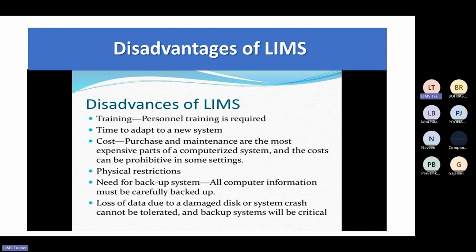Okay. Then the cost, purchase, and maintenance are the most expensive part of the computerized system. See, whenever we are shifting from manual mode to auto mode, cost will be involved, right? The cost will be high, and this will be calculated prior to the implementation. Why? Because suppose one laboratory is working for 24 hours. If the software allows reducing the work time, that is a benefit for that laboratory.